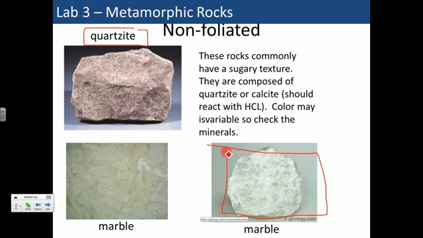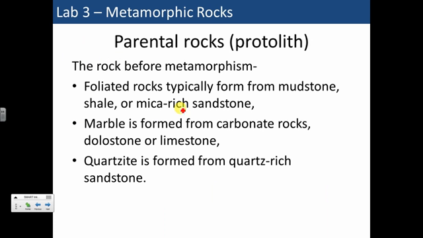Okay? Marble is another alternative. It can look identical to quartzite. So the key with marble, you can see no layers in here, so it's not foliated, is to scratch it, and you should not be able to scratch glass. Also, marble is made out of CaCO3 or calcite, and it will react with hydrochloric acid.